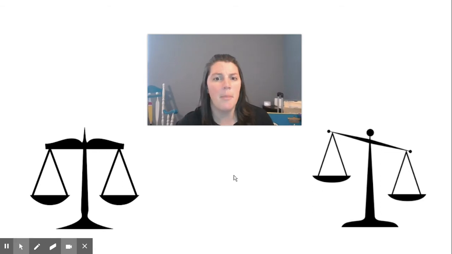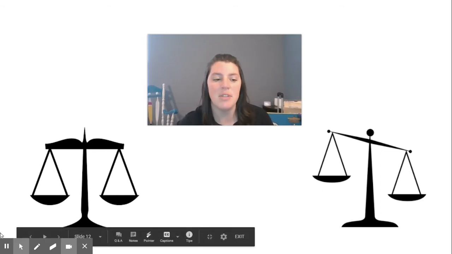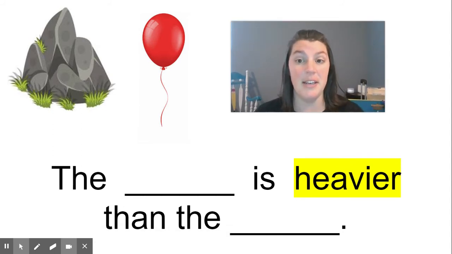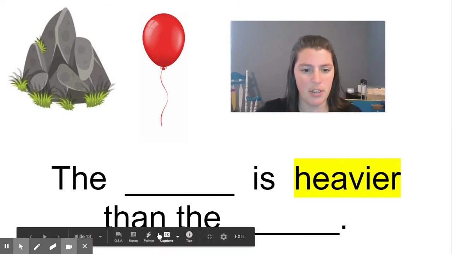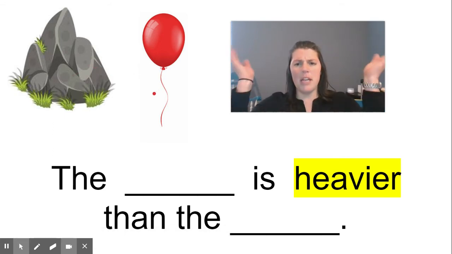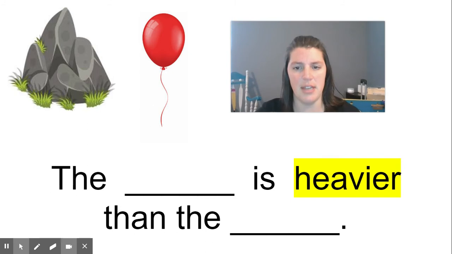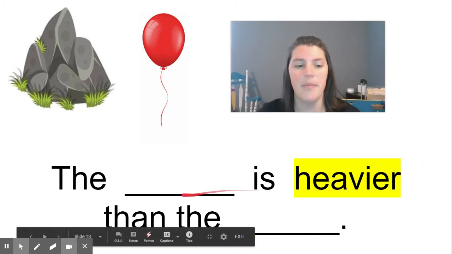So let's talk about comparing the weight of objects some more. All right, friends, so just like when we were comparing the length of objects, we can compare the weight of objects too. So what do you see here in my pictures? I see a big rock and I see a balloon. Can you imagine if you were that scale and you had a big rock in one hand and a balloon in the other hand? Which side would go down? That would be the heavier side. This word here says heavier. The blank is heavier than the, well, which one is heavier?